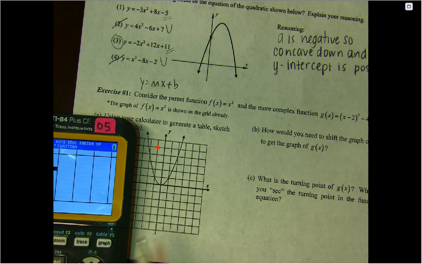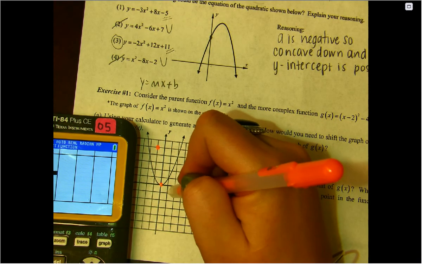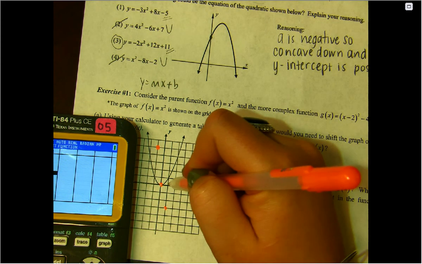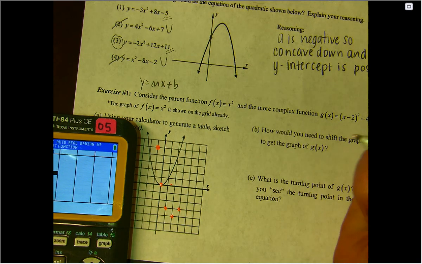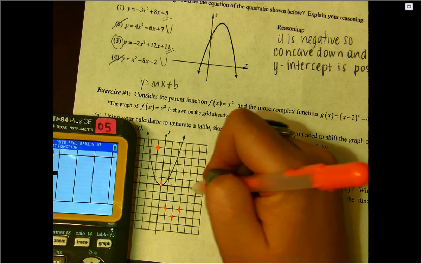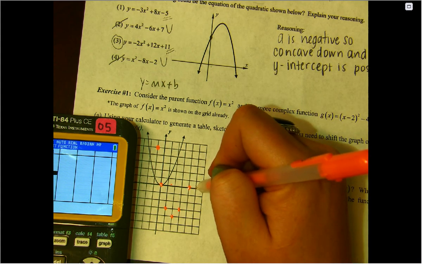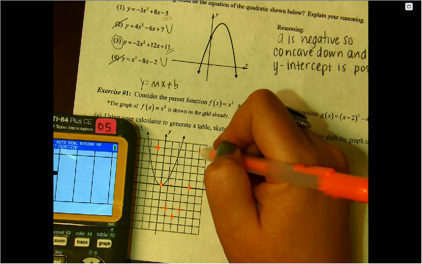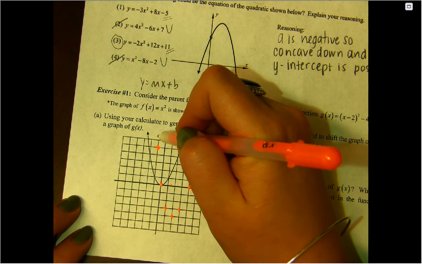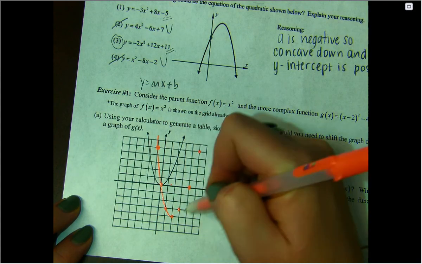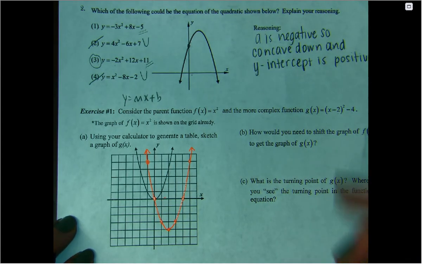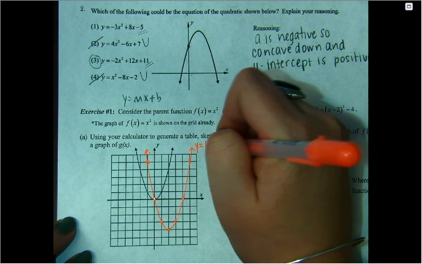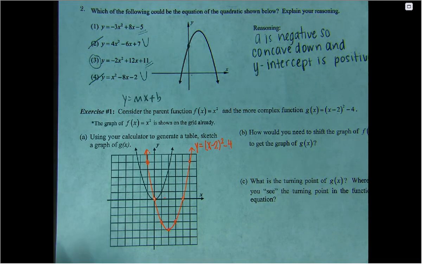What's next? 0, 0. What's next? 1, -3. 2, -4. 3, -3. 4, 0. 1, 2, 3, 4, 0. And let's throw another one on there, 5, 5. 1, 2, 3, 4, 5. Okay, so let's graph this here. Alrighty, let's name it. So this is y equals x minus 2 squared minus 4. Okay, it's on our graph.